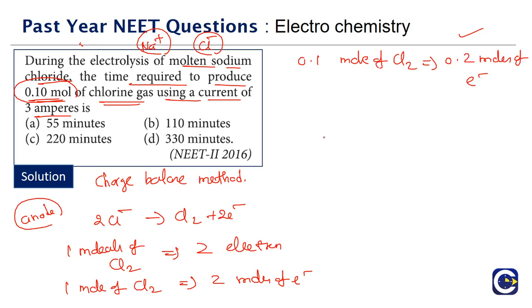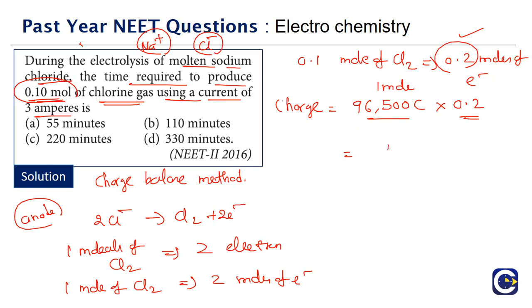And for 0.2 mole of electrons, what is the corresponding charge? 1 mole of electrons means the charge will be Faraday's constant, 96,500 coulombs. This is for 1 mole. How many moles do we require? 0.2 moles, right? So we have to just multiply by 0.2. So this is our total charge value. This we are obtaining by passing some current. So what is the charge formula? Charge is equal to current into time. Current is given as 3 amperes, so we can find the time.